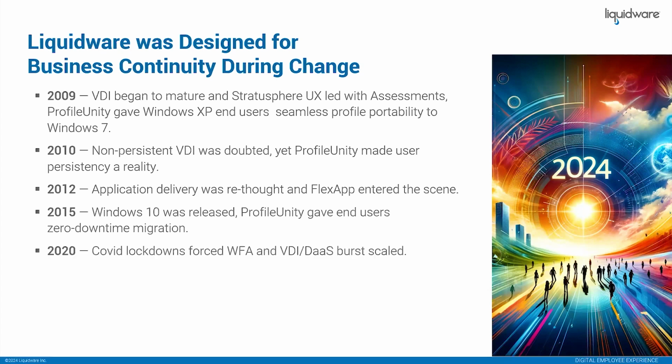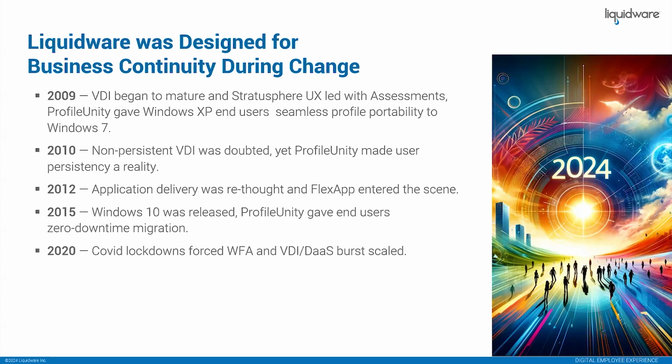COVID lockdowns forced work from anywhere, and VDI and DAS burst scaled. So we helped a lot of organizations do this. They just needed to work from home like Monday morning, and it happened on a Thursday, I believe, in early March of 2020. Many of our customers called us and said, we need to make sure that we have your solution coverage over here in another area, or that we have ramped up and we've added a number of licenses in VDI and DAS from certain vendors. And we were able to help many of our customers have a seamless experience.